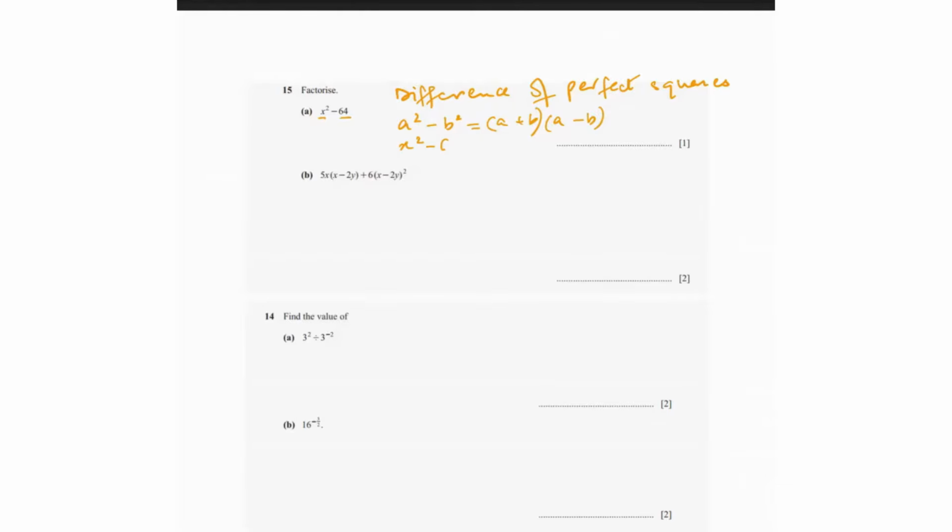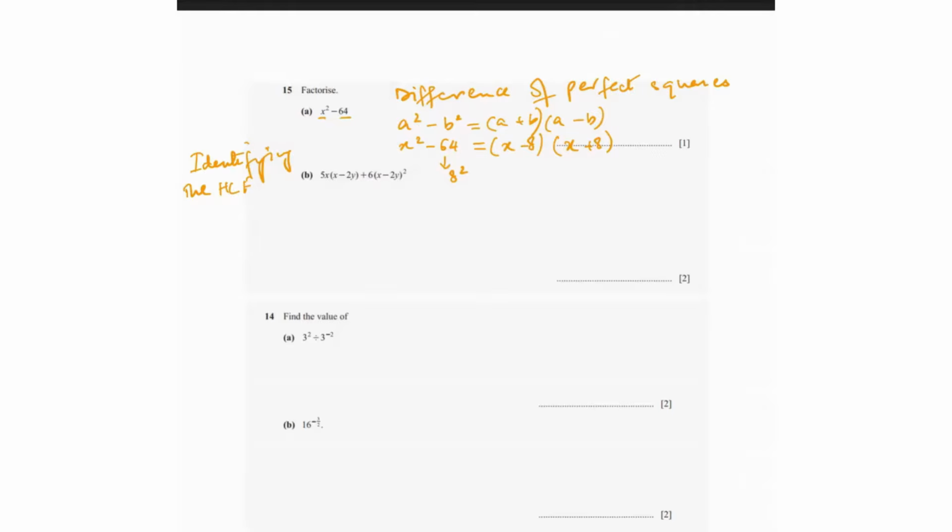x square minus 64 will become x minus 8 because 64 is 8 square, and x plus 8. So first method you need to know for algebra, factorization is difference of perfect squares. Then identifying the highest common factor. For this, look at your equation.